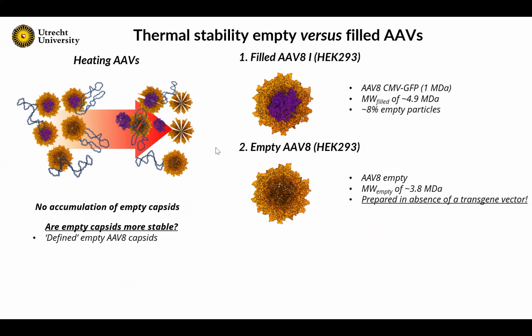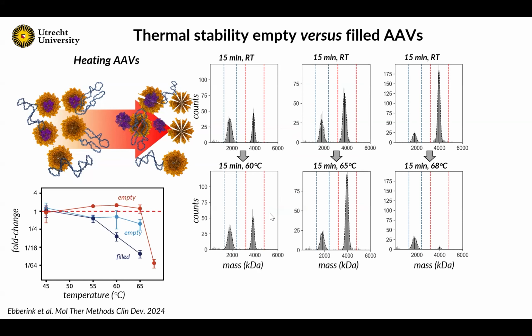So we also wanted to measure another sample, again AAV8, also made from HEK cells, but this time prepared in absence of any transfer vector. So there's no DNA within the capsids. They were really made on purpose to be empty capsids. And those we then also heated up and measured.